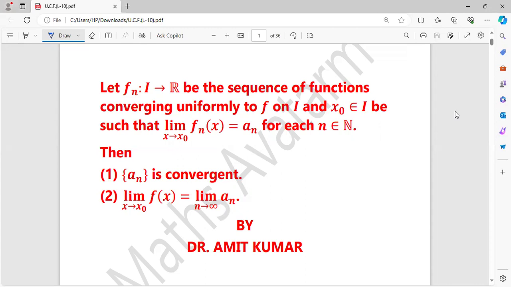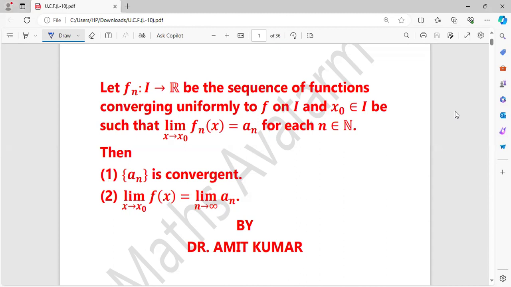So today we are going to see this question. Let f_n: I → R be a sequence of functions converging uniformly to f on I, where I is an interval. We have taken a fixed point x naught from interval I, and it satisfies the property that the limit as x tends to x naught of f_n(x) is equal to a_n for each n. Then the following statements hold.